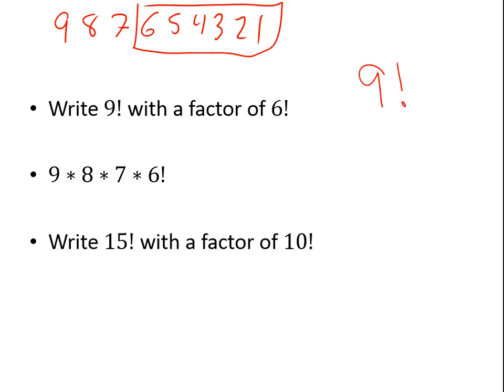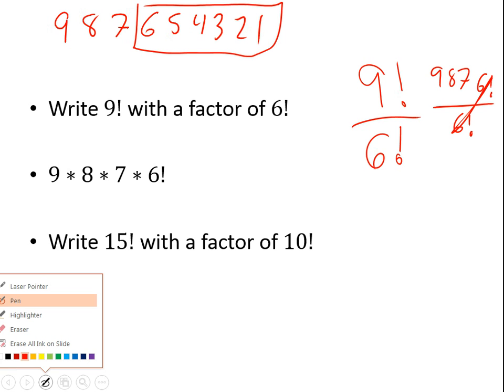If I had 9 factorial and I wanted to reduce it from 6 factorial, what I can do is I can rewrite the top as 9, 8, 7, 6 factorial all over 6 factorial. And as you see, those 6 factorials cancel out, making life so much easier.